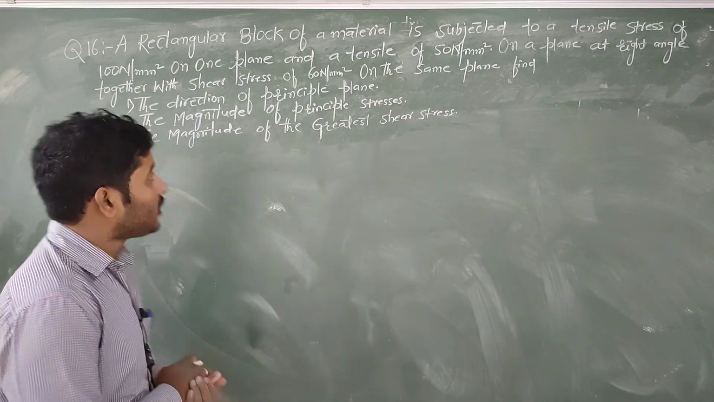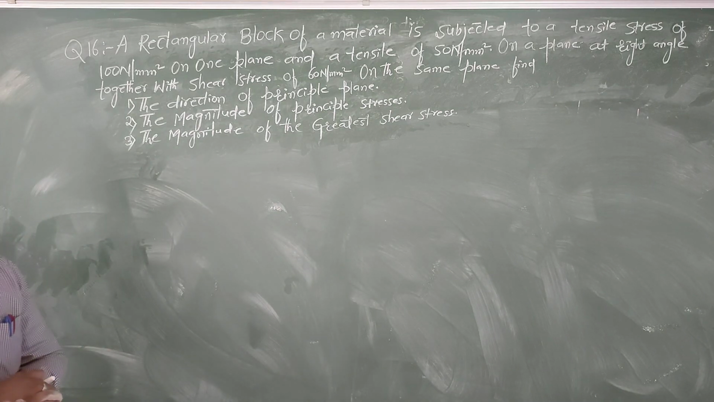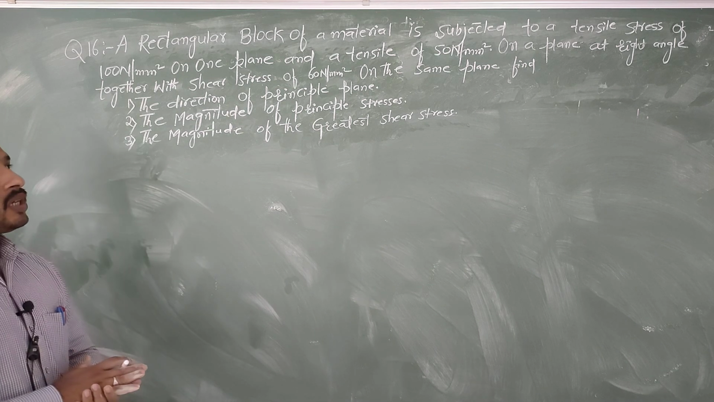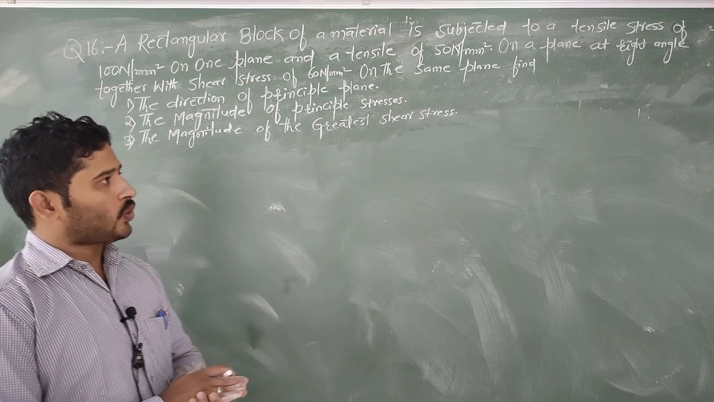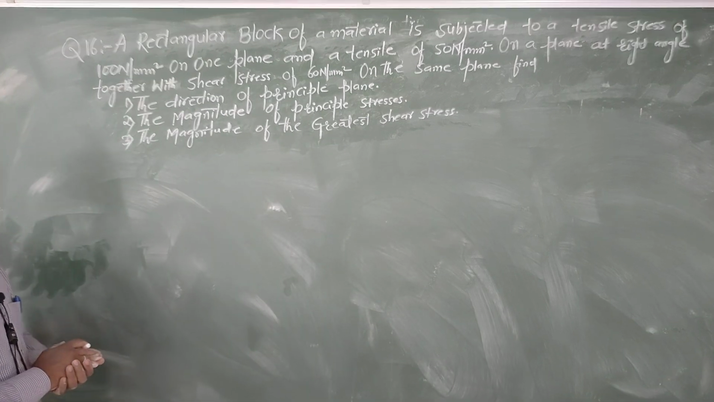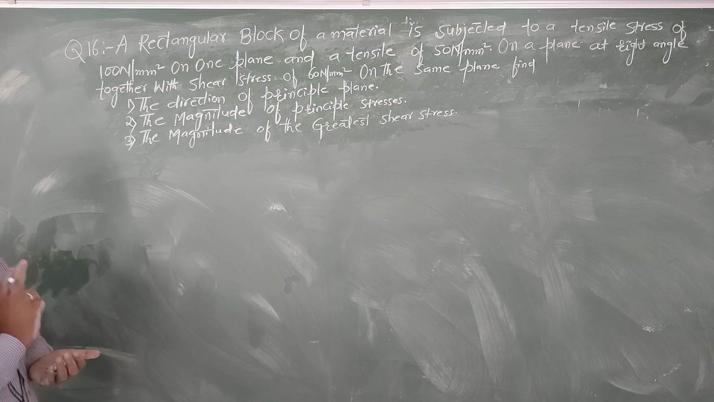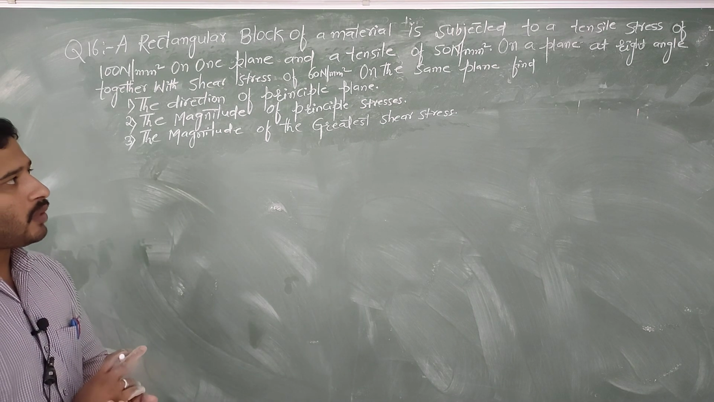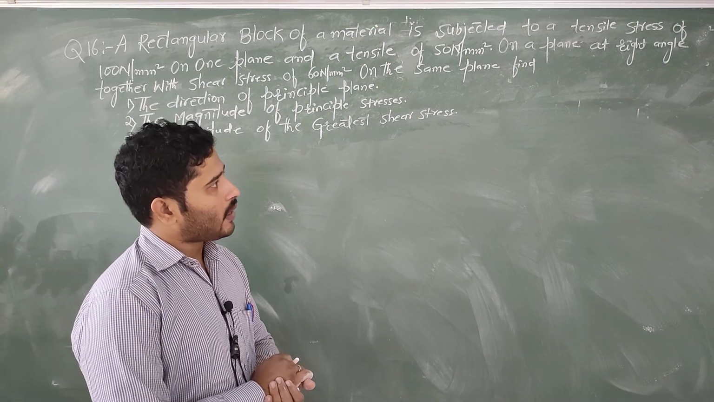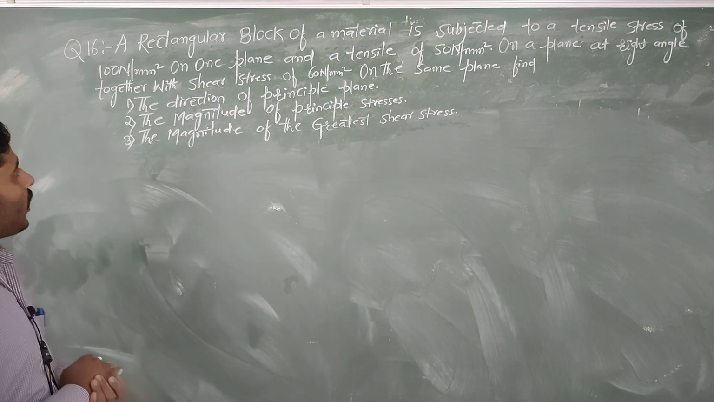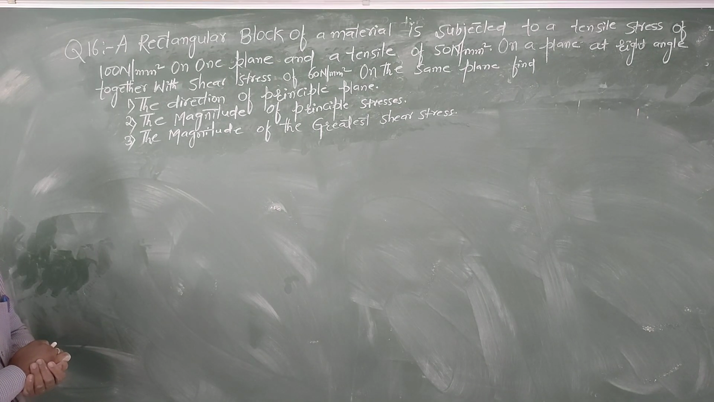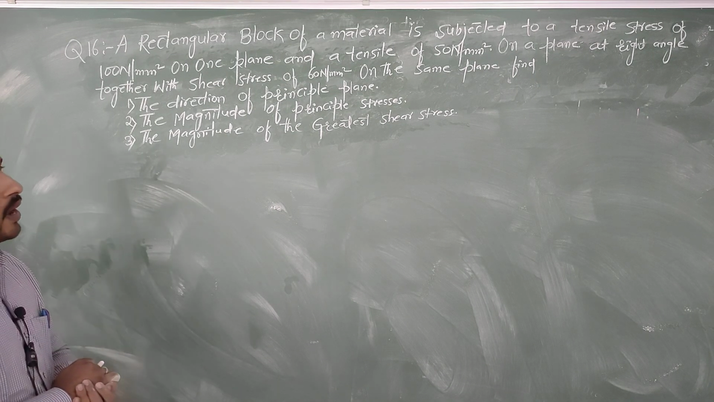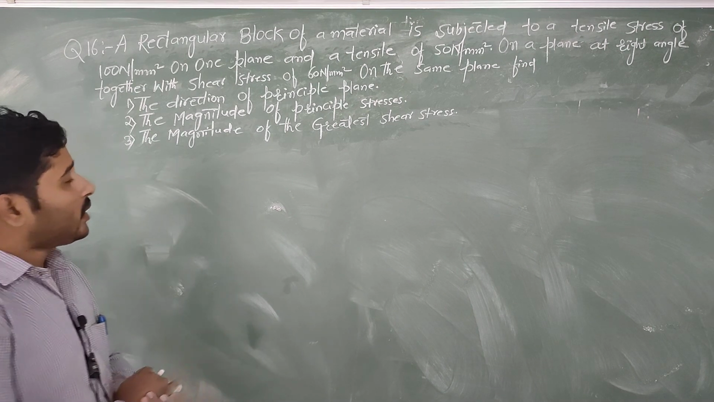Today we are going to learn the 16th problem in machine design. A rectangular block of a material is subjected to a tensile stress of 100 N/mm² on one plane and a tensile stress of 15 N/mm² on a plane at right angle, together with a shear stress of 16 N/mm² on the same plane. Find the first condition.